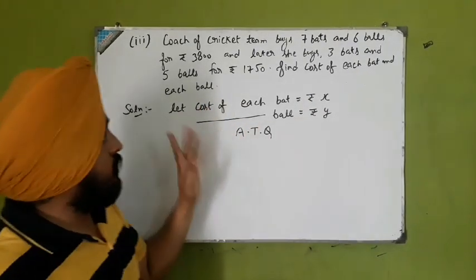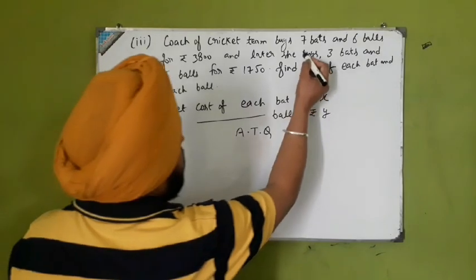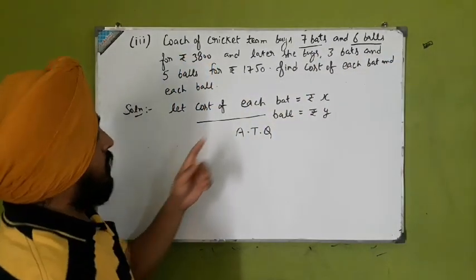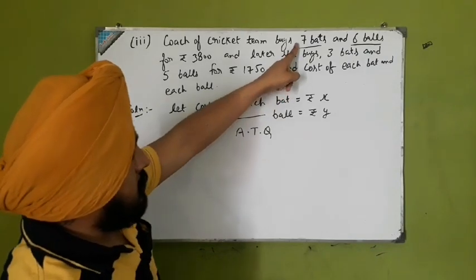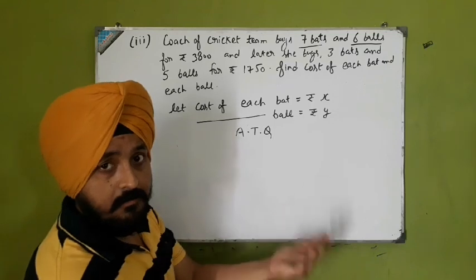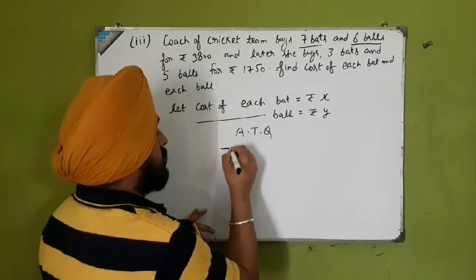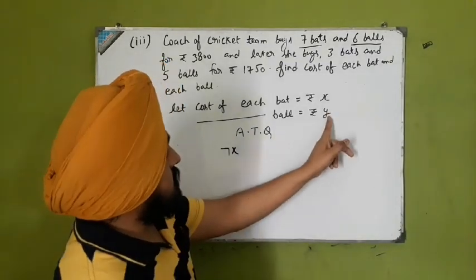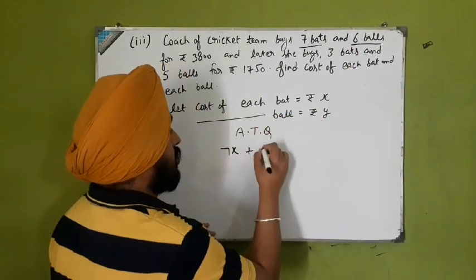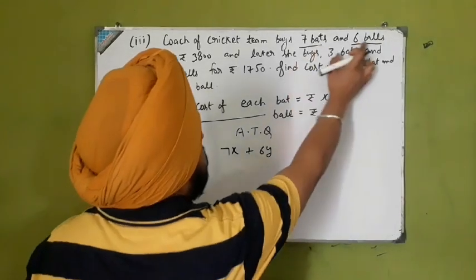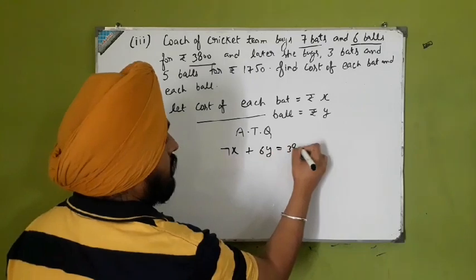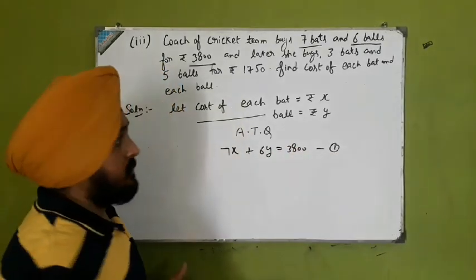So according to the first condition, how many bats did she buy at first, and how many balls? She bought 7 bats. What is the cost of each bat? x rupees. So what will be the cost of 7 bats? 7 into x, that is 7x. And the cost of each ball is y rupees. What will be the cost of 6 balls? That is 6y. The total cost for 7 bats and 6 balls is rupees 3800. That is equation number first.